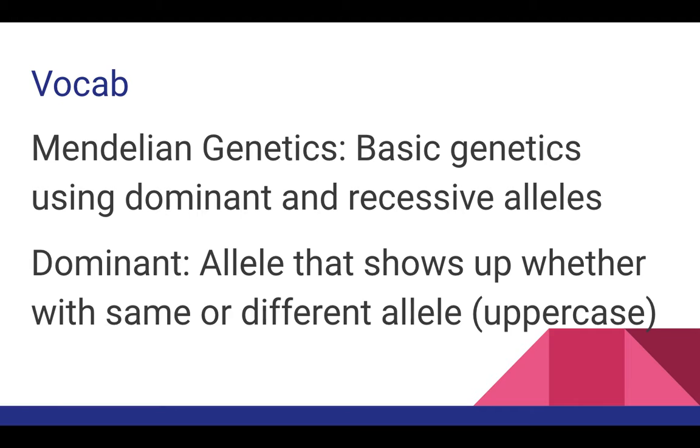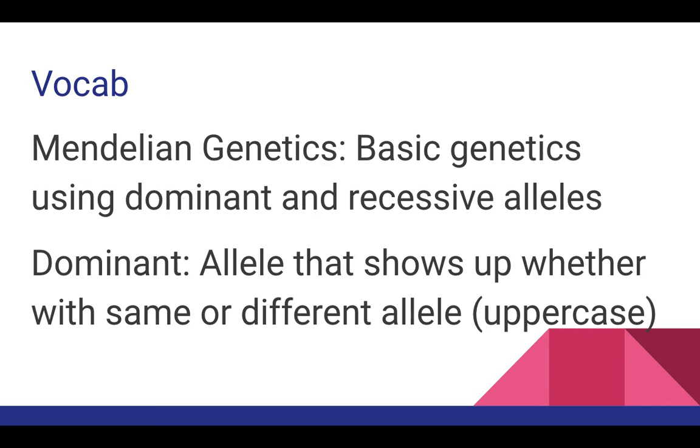Now, again, using Mendelian genetics, there are 2 types of alleles. There's a dominant allele and a recessive allele. Dominants are alleles that show up whether the same or a different allele is present. So, for example, if we look at a flower, we've got a red flower and a white flower. Say the red is dominant. That dominant red is going to be represented by an uppercase R. So that uppercase R is going to show up no matter what else is present.